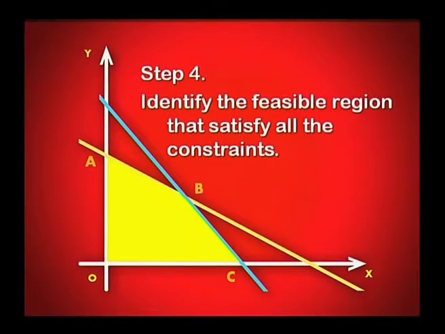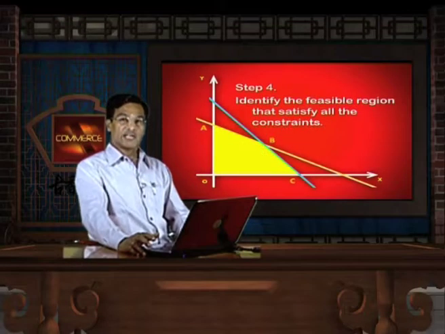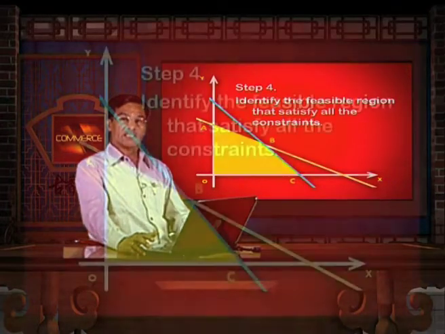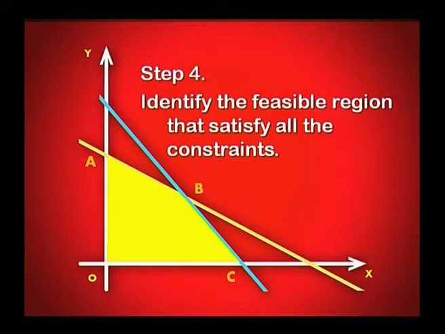In step 4, we identify the feasible region that satisfies all the constraints. Here the yellow area represents the feasible region which satisfies all the constraints: above the x axis, that is y greater than 0, towards the right of the y axis, that is x greater than 0, below the yellow line, that is the first constraint of less than type, and below the blue line, that is the second constraint of less than type.